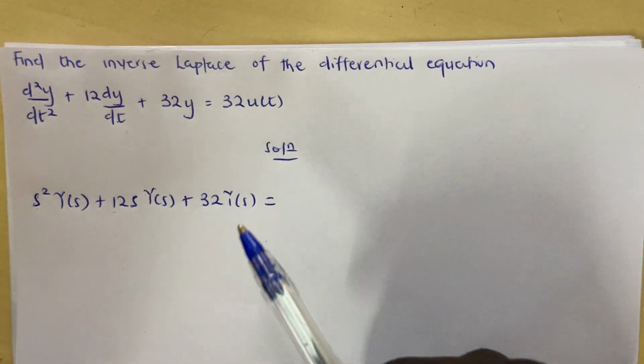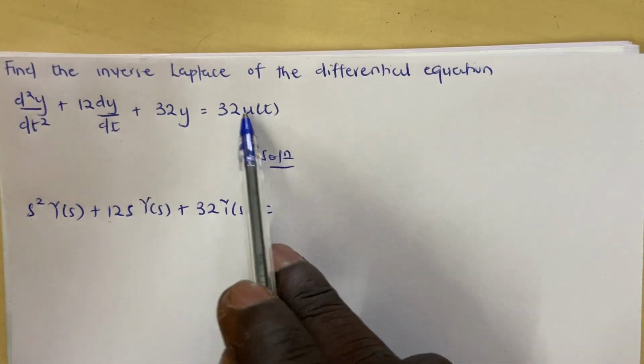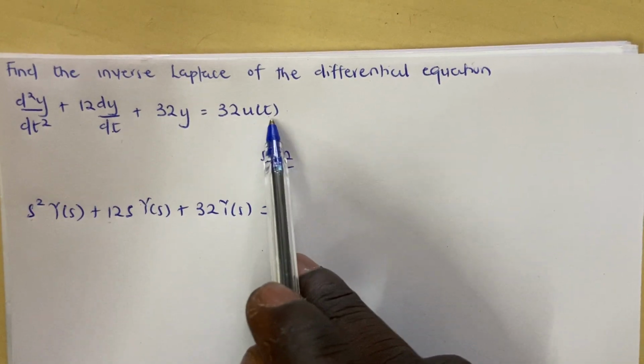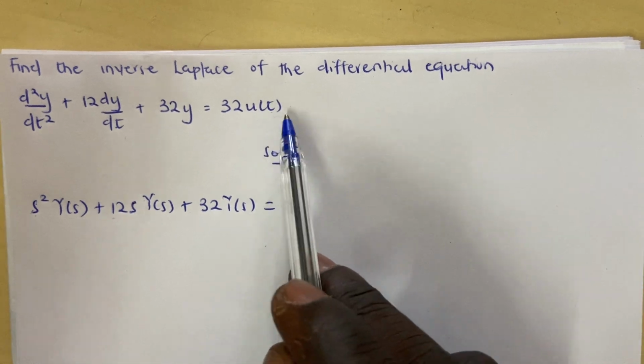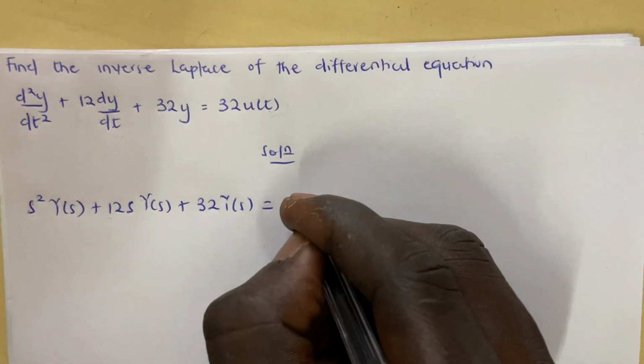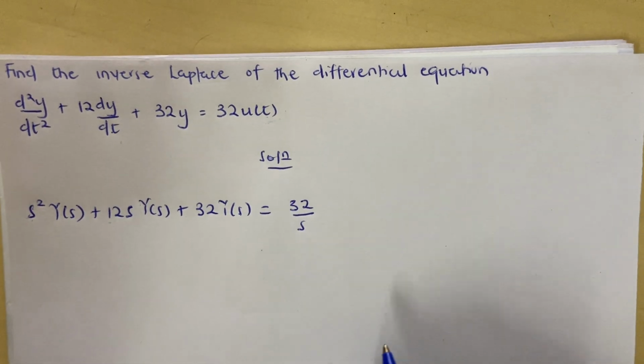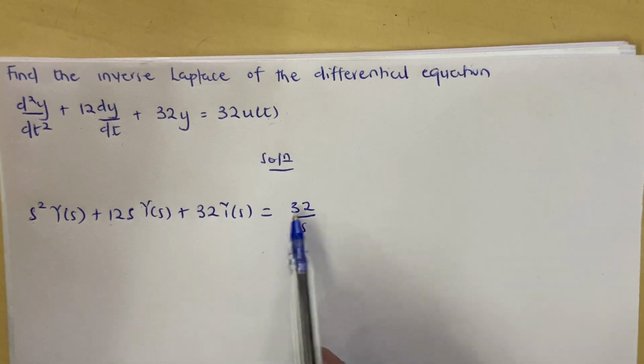Ideally, because it's u of t, you could write 32 capital U of s, but this stands for a unit step function. If you change a unit step function to Laplace, you just get 1 over s. So you multiply this 32 by the 1 over s, and we get 32 over s.